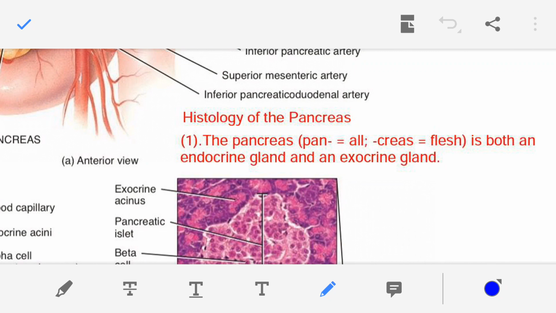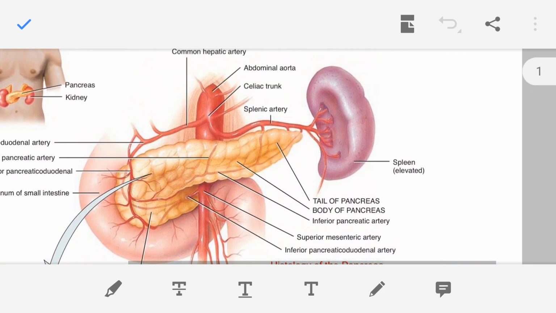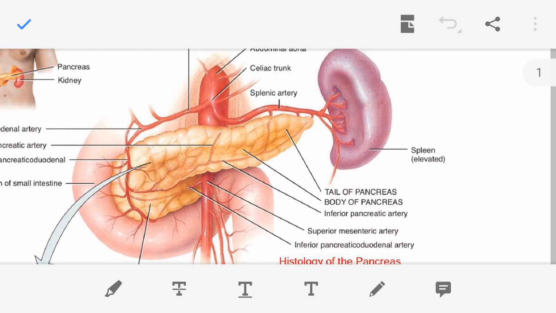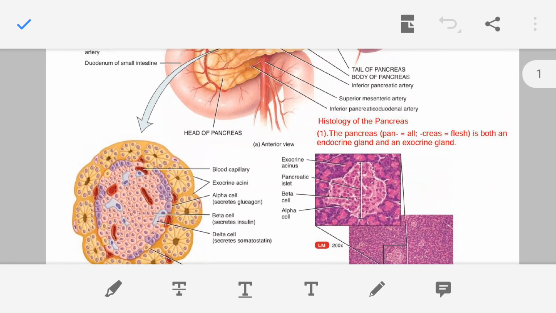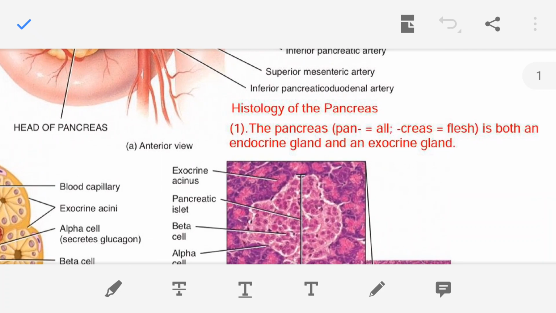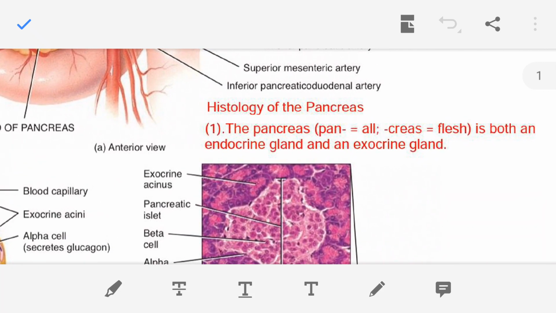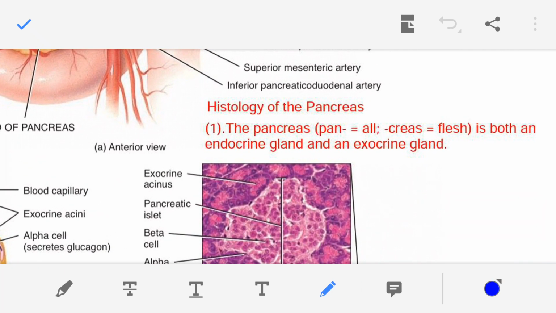I welcome you to the presentation lecture on histology of the pancreas. Now, first of all, I am showing you the pancreas in our body. So, this is the pancreas. Now, in our body, the pancreas is acting as an endocrine gland, and the pancreas also acts as the exocrine gland.